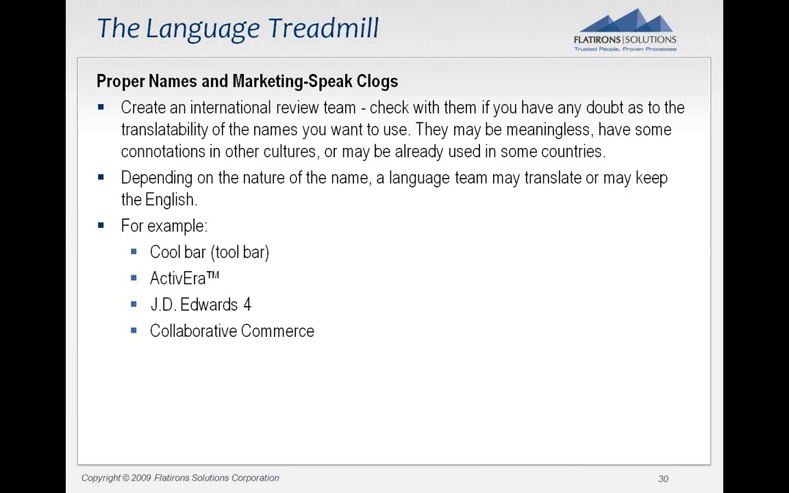J.D. Edwards 4 was a big, we were doing a big marketing rollout on a new version of our software and had this huge investment all around changing our marketing material and our name and of the new release, and the Japanese office almost had a cow and said, you cannot roll that out. 4 means death in Japan.